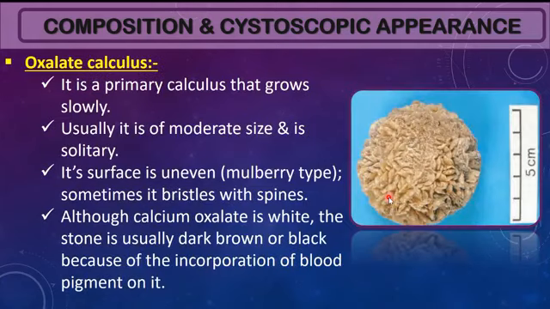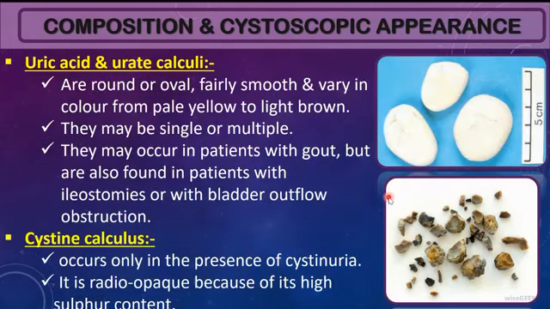So the oxalate calculus is a primary calculus that grows slowly. Usually it is moderate in size and solitary. Its surface is uneven, mulberry type. Sometimes it bristles with spines. Although calcium oxalate is white, the stone is usually dark brown or black because of incorporation of blood pigment on it.